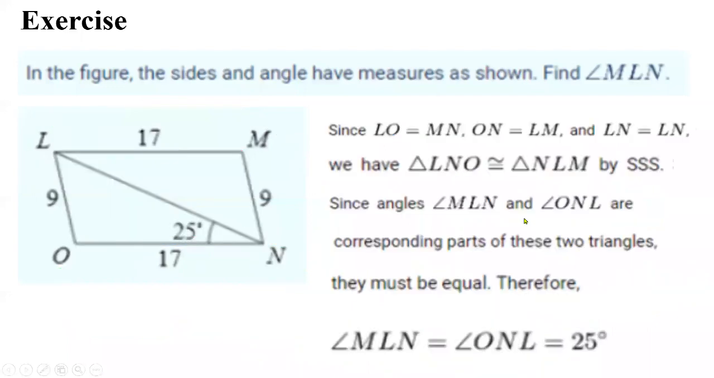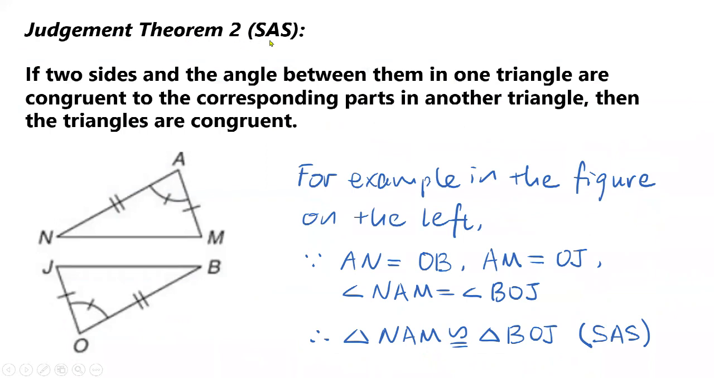All right, then let's see the next judgment theorem. Judgment theorem 2 states that if two sides and the angle between them in one triangle are congruent to the corresponding parts in another triangle, then the triangles are congruent. It is also abbreviated as SAS. That means side, angle, side. You understand? So for example, in the figure on the left, we are given AN equals OB. AN is here. And AM equals OJ. AM is here, equals OJ.